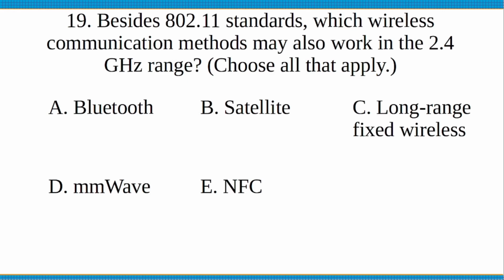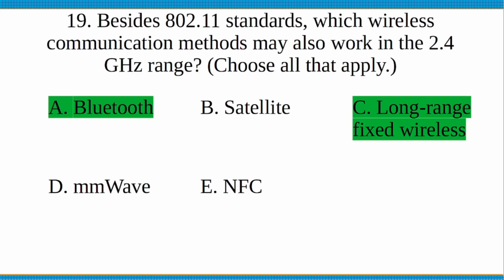Number 19. Besides 802.11 standards, which wireless communication methods may also work in the 2.4 GHz range? Choose all that apply. The answers here are A. Bluetooth, C. Long-range fixed wireless. So Bluetooth also operates in the 2.4 GHz range, and long-range fixed wireless can if it uses unlicensed frequency.